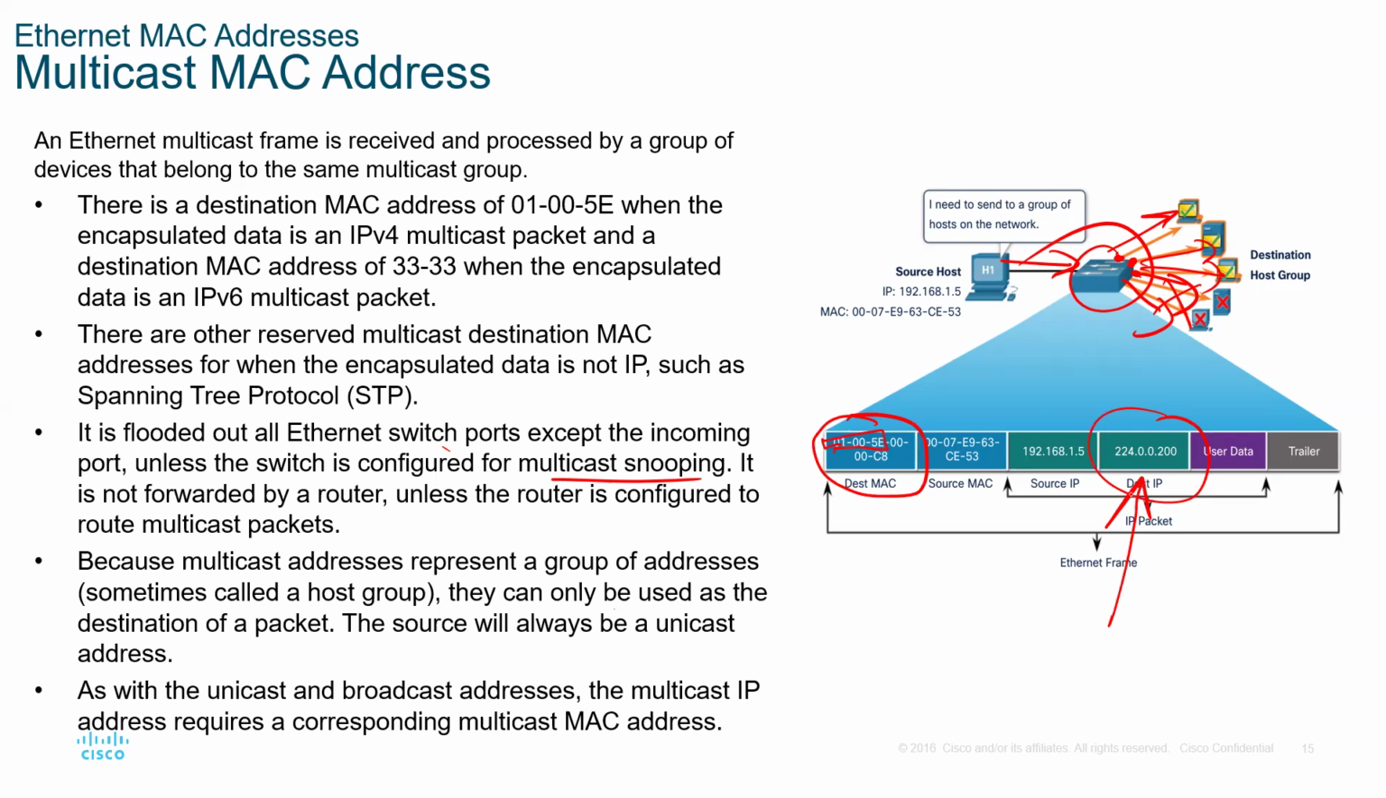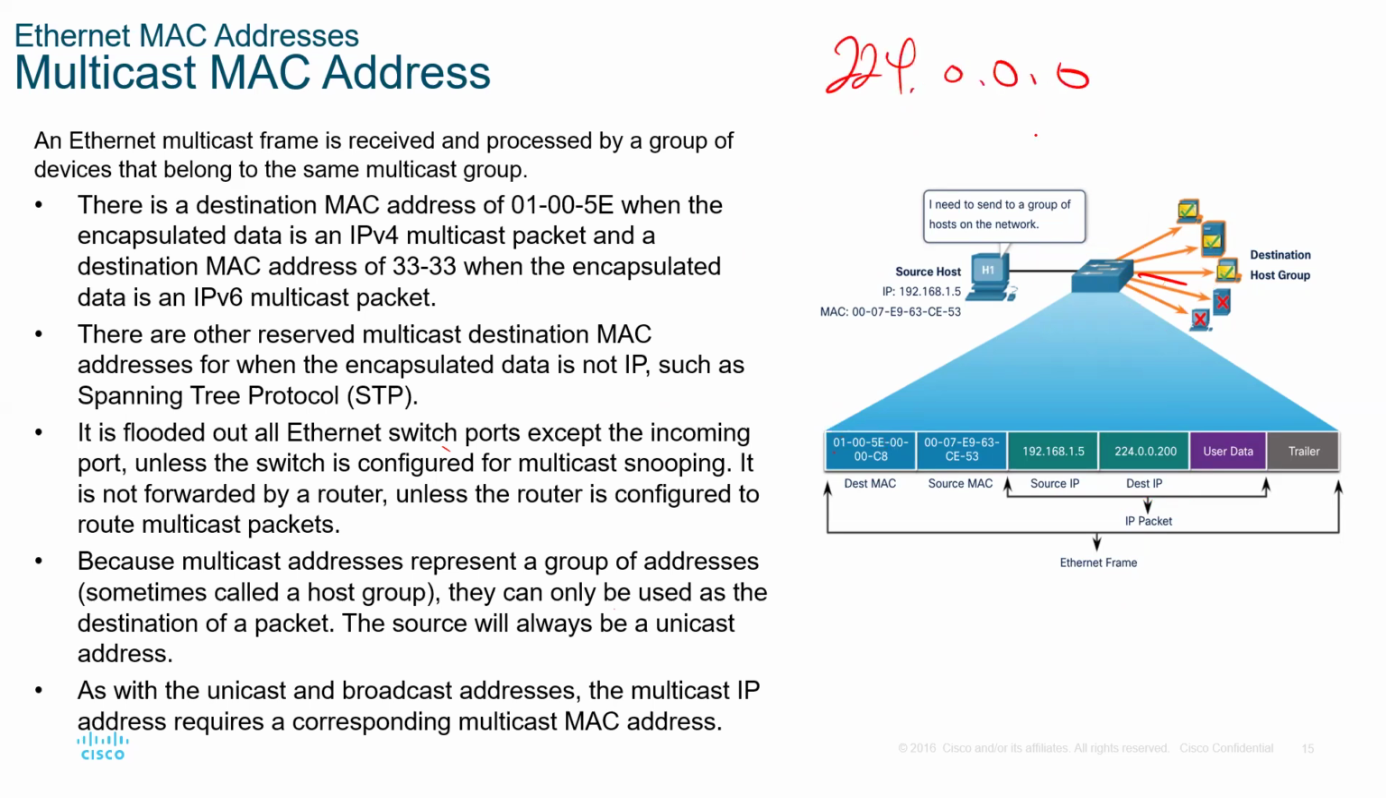192, something is wrong. So for multicast, the range is, I know it's 224.0.0.0. It should go to 239.